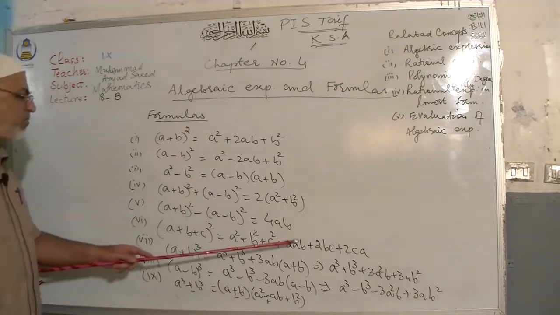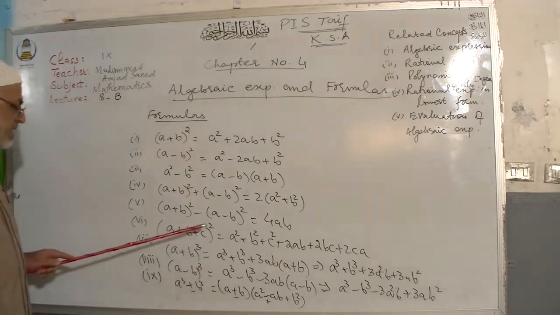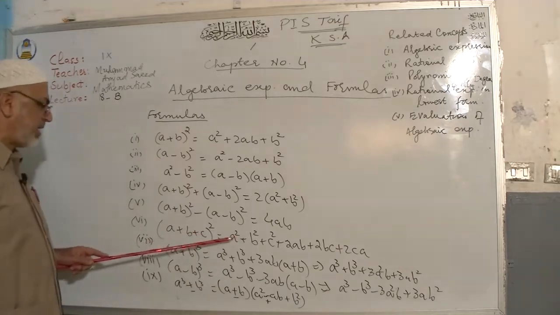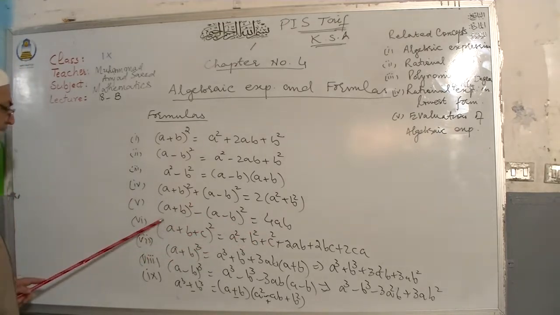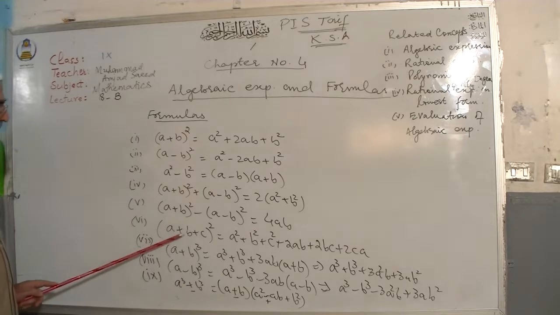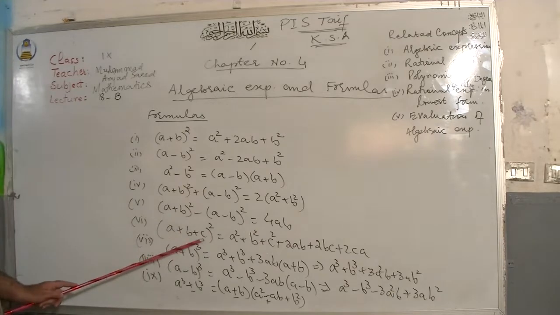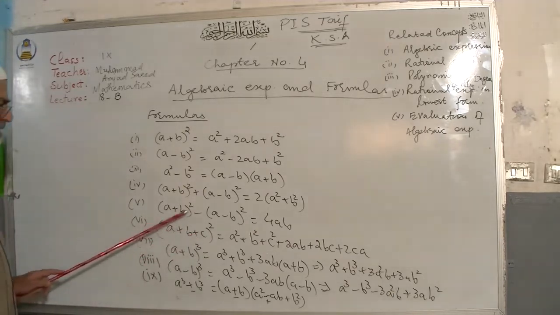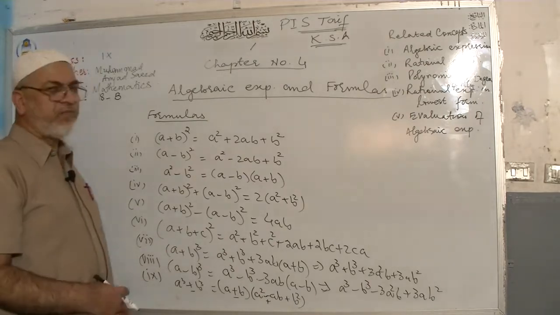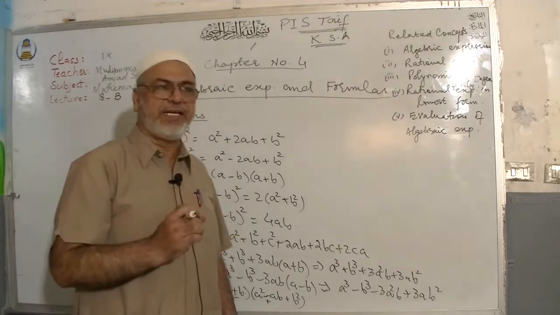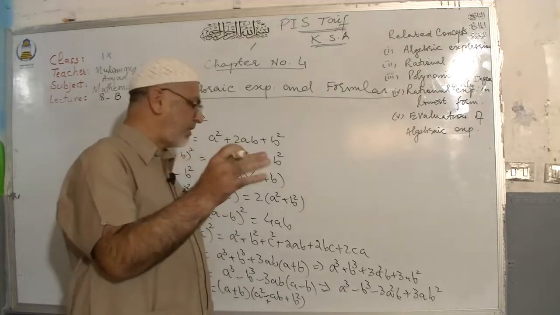Similarly, this is a unique formula for the three terms: first plus second plus third whole square. This is a unique formula for three terms square. This is first square plus second square plus third square plus 2 into first second, AB, plus 2 into second third, BC, plus 2 into third first, CA. So in this way you can memorize the formula very easily, that first square plus second square plus third square plus 2 into first second plus 2 into second third and plus 2 into third first.